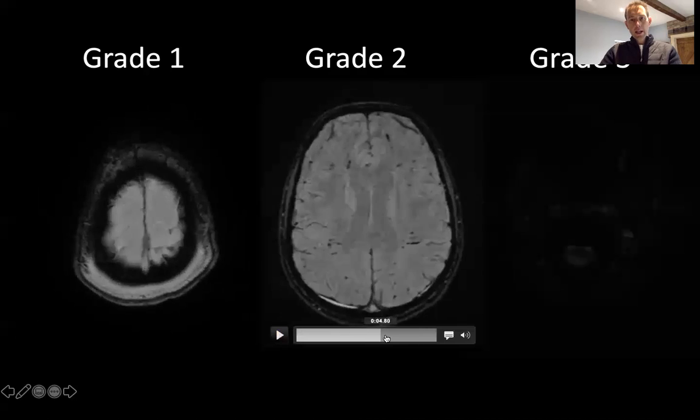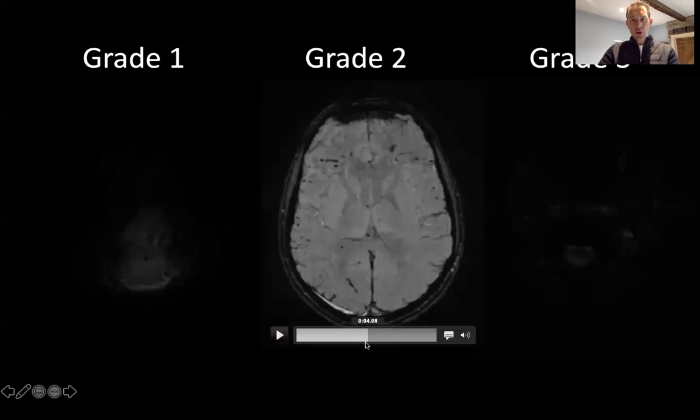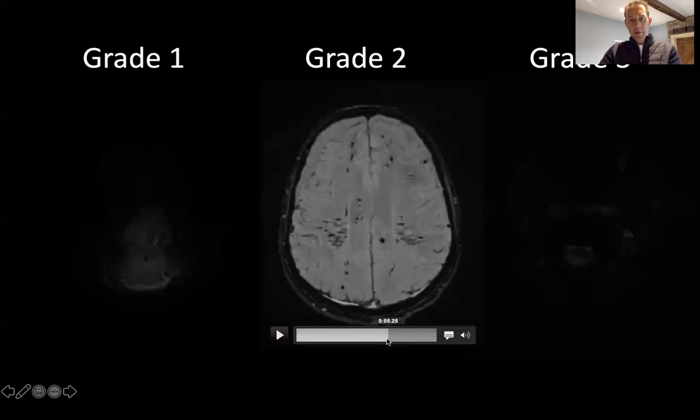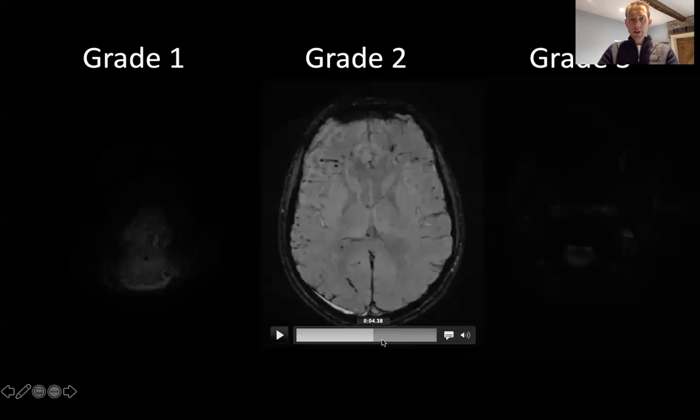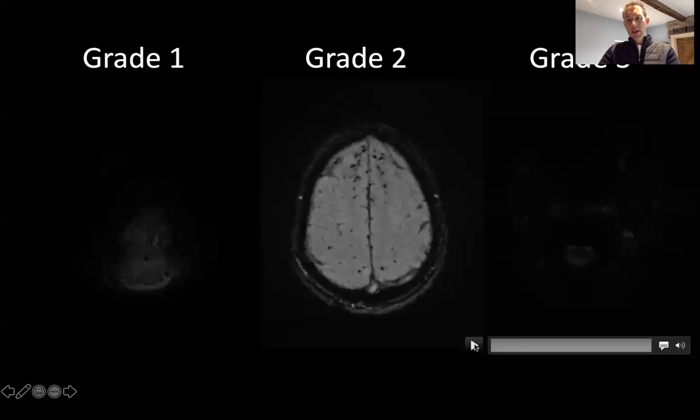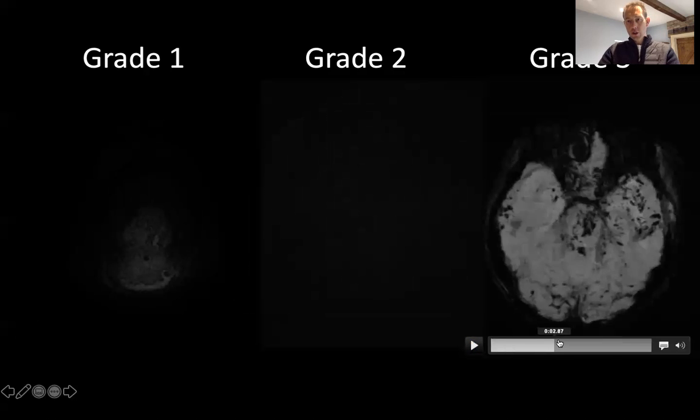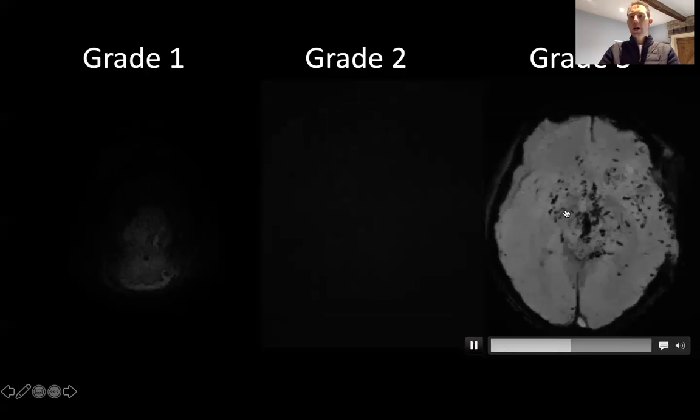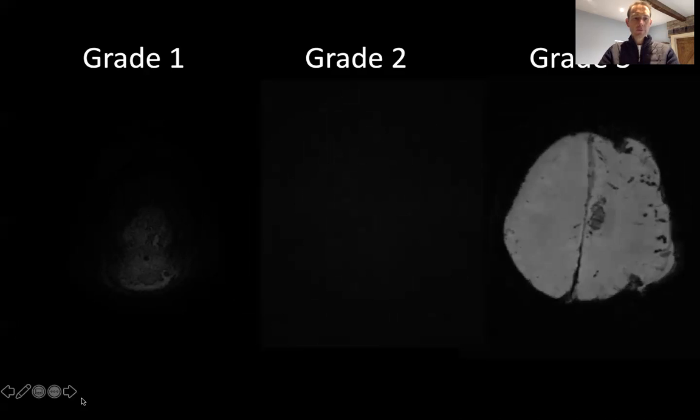Here we've got a grade 2 that we've shown you. So in addition to the deep white matter structures, we've also got some corpus callosum involvement. And then grade 3, in addition to corpus callosum involvement, you've got brainstem involvement as well.